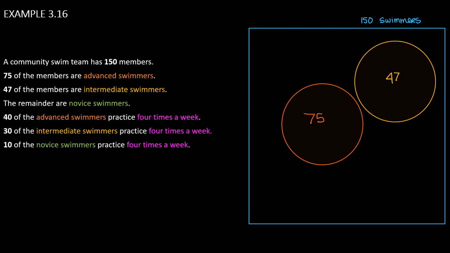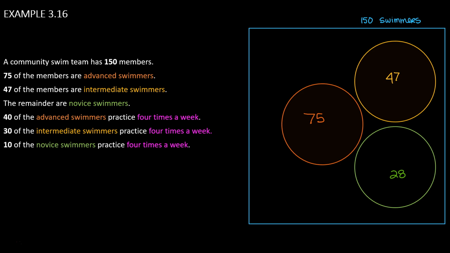What we can do is think of all the swimmers minus the advanced minus the intermediate. So we'll do 150 minus the 75 advanced swimmers minus the 47 intermediate swimmers to see that there are 28 novice swimmers. So we have all 150 swimmers separated into their different categories: advanced, intermediate, and novice.